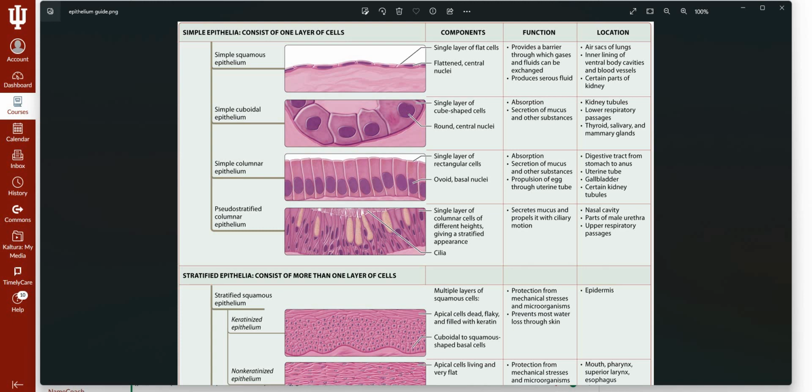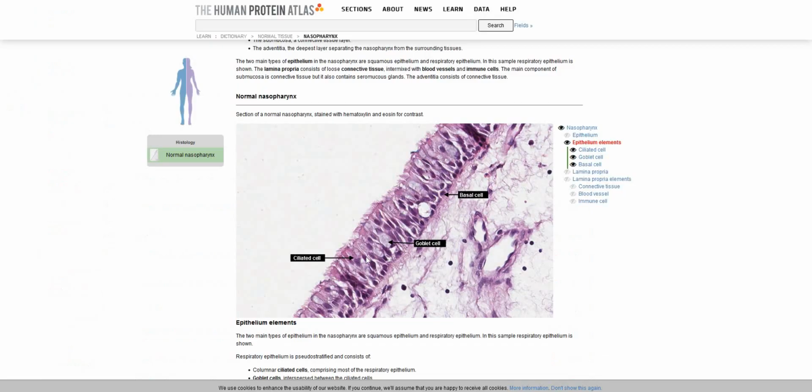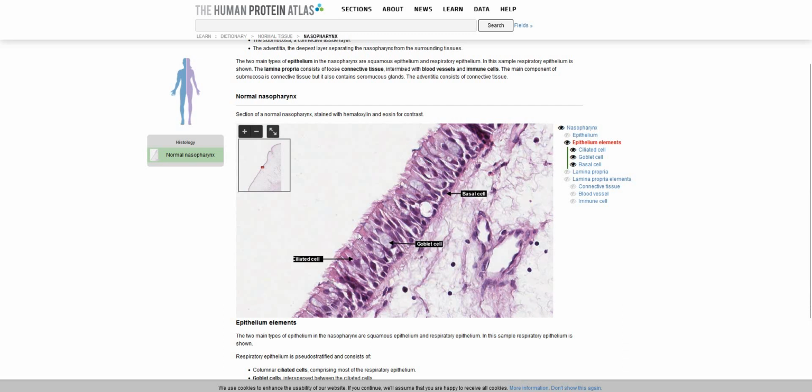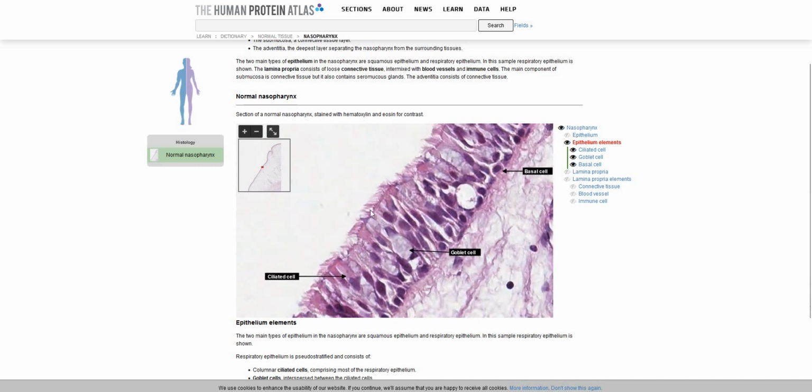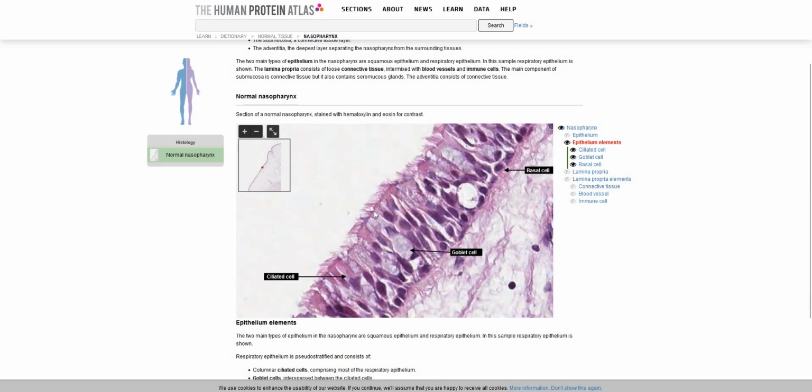So let's go back to that nasopharynx example. This looks a lot like pseudostratified columnar epithelium. And there's one additional feature here, the cilia, that helps us know this is the upper respiratory tract. So cilia are actually involved in moving things along the respiratory tract in what's called a mucous membrane.